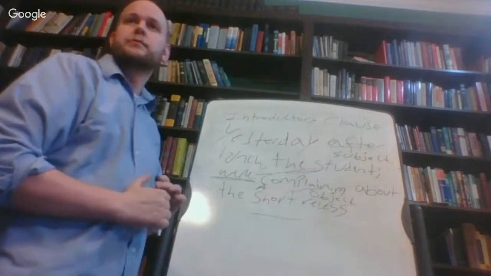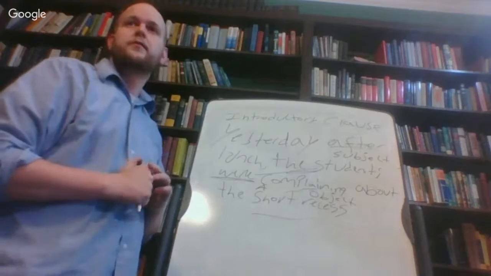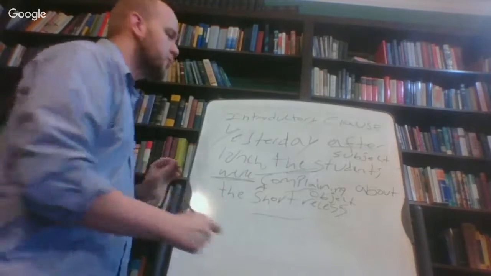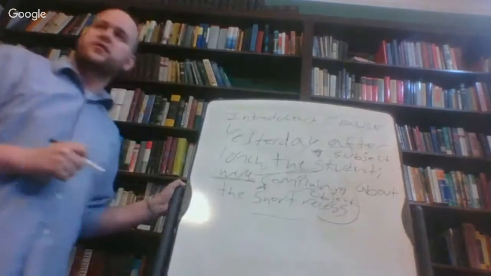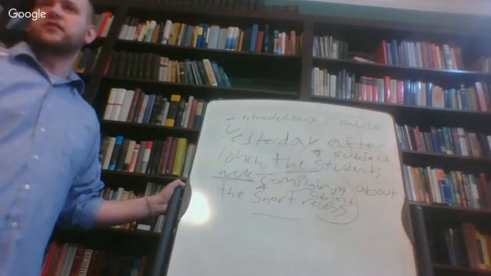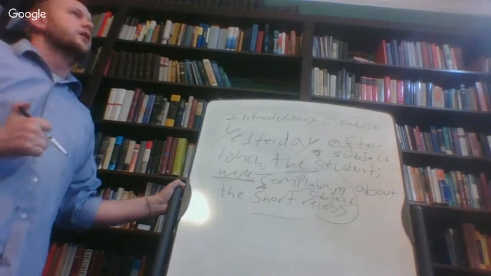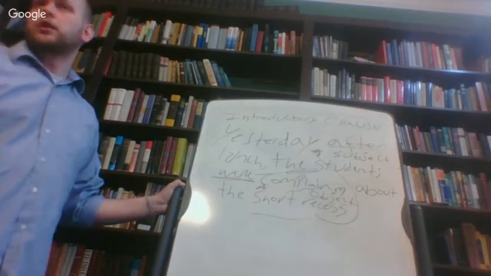What if you did like the short recess had the students complaining? That'd be a passive sentence, because what you're doing is moving the object into the place of the subject. You could make it work. It would just be a passive sentence. So is that incorrect or something? It's frowned upon. It would work. It would just be very awkward.